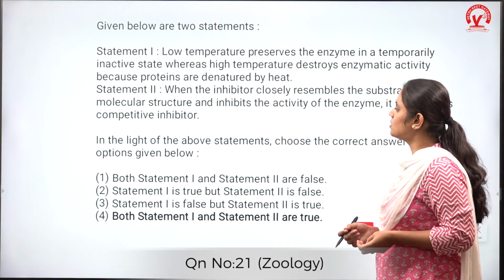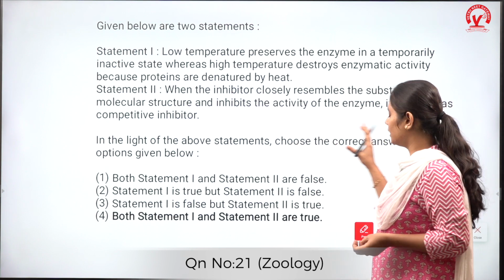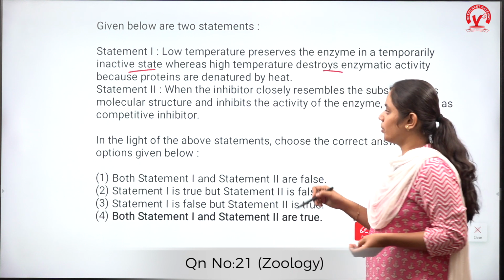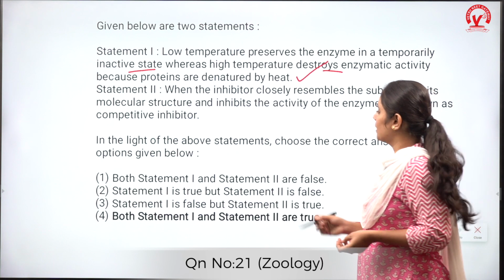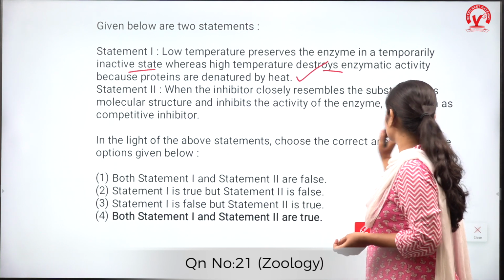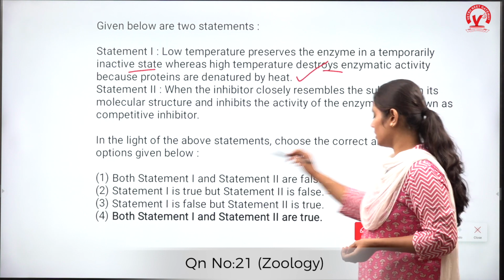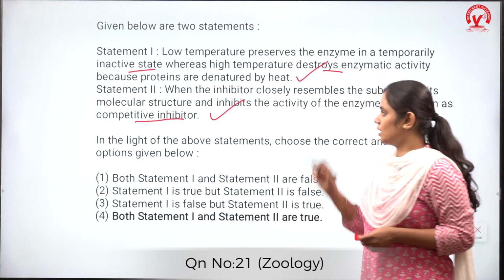It is a statement question. Statement 1, low temperature preserves the enzyme in a temporarily inactive state, whereas high temperature destroys the enzyme activity because proteins are denatured by the heat. So this statement is correct. When the inhibitor closely resembles the substrate in its molecular structure and inhibits the activity of the enzyme, it is known as competitive inhibitor. This statement is also correct. So, statement 1 and 2 are correct.